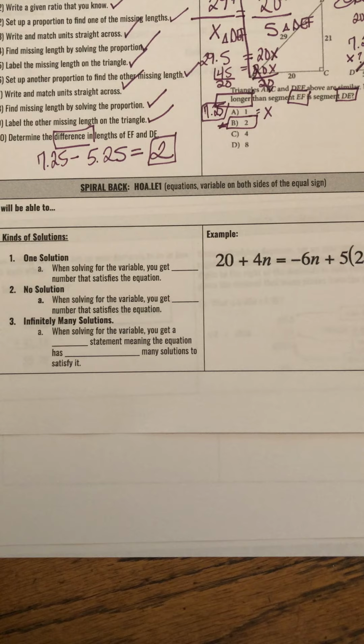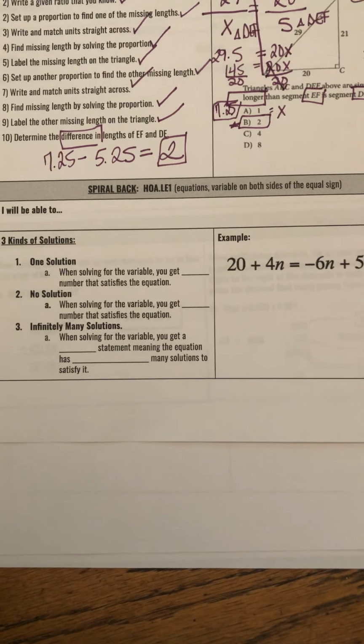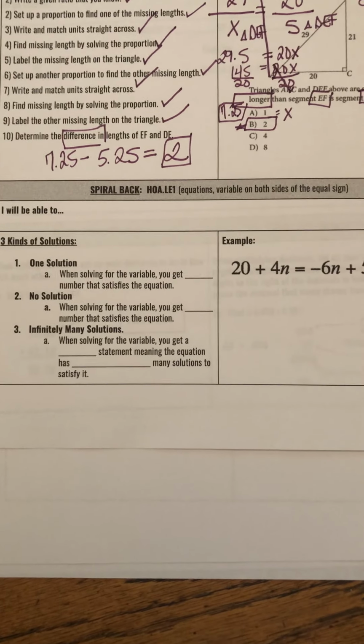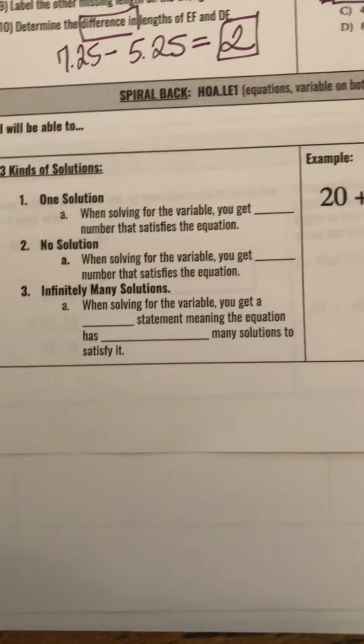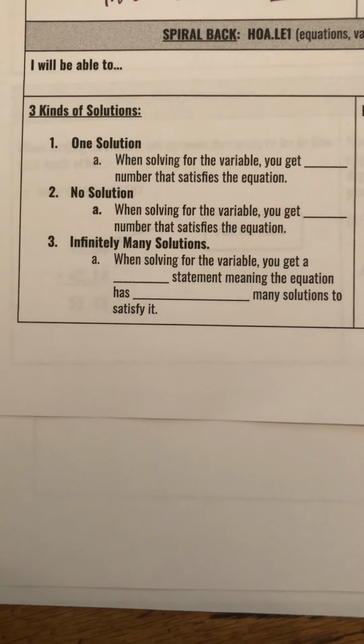All right, let's keep on going with our spiral back, which is looking again at LE1, which is equations, but we are looking at variables on both sides. So let's look at our three kinds of solutions. In our notes on the left, I've got three different kinds of solutions that I can have.